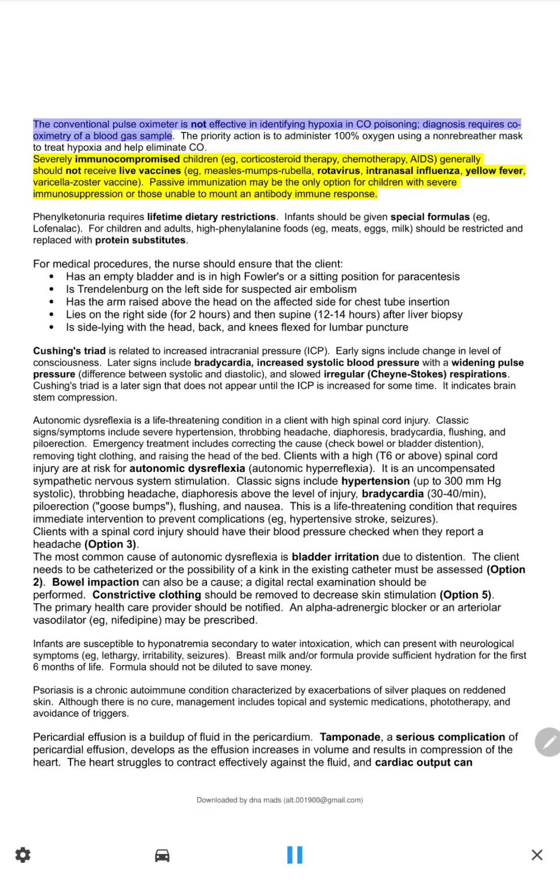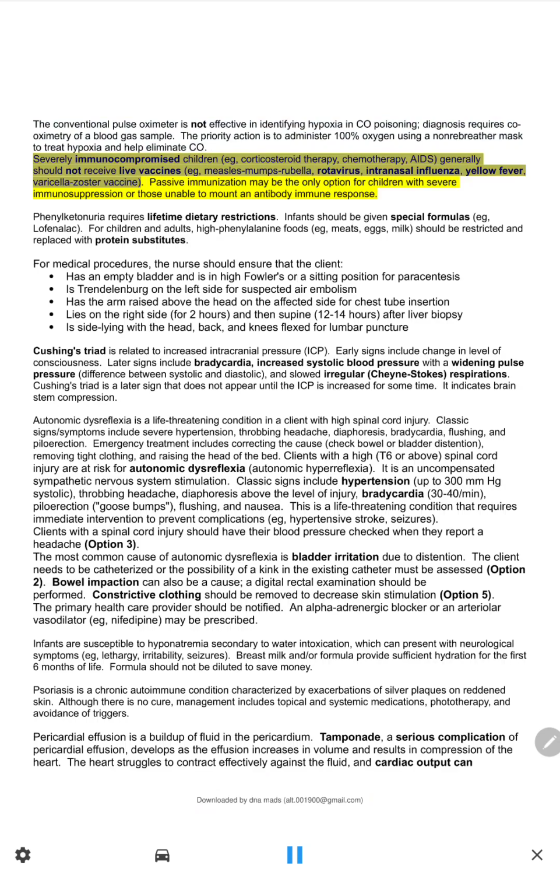The conventional pulse oximeter is not effective in identifying hypoxia in CO poisoning. Diagnosis requires co-oximetry of a blood gas sample. The priority action is to administer 100% oxygen using a non-rebreather mask to treat hypoxia and help eliminate CO.